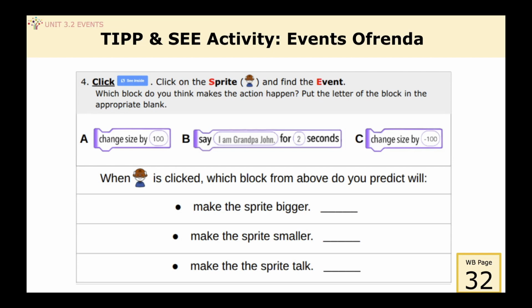In part 4 of the Tip and C, students will click See Inside, then click on the left or the Grandpa sprite and examine the code. They will then predict which of these 3 blocks matches the actions that are listed below: make the sprite bigger, make the sprite smaller, and make the sprite talk.